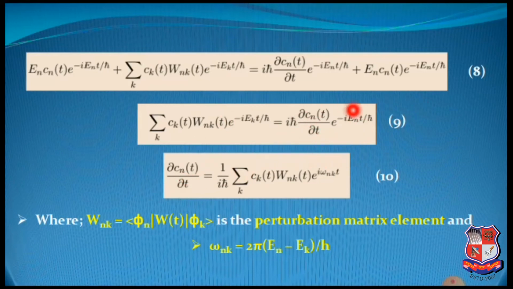From this equation we can moreover simplify by making ∂c_n(t)/∂t the subject. So iħ will go into the denominator, that is equal to 1 upon iħ, summation over k, c_k(t) as it is, W_nk(t) as it is, and by combining these two terms, E_k minus E_n, we will have e raised to iω_nk t, where the perturbation matrix element is now simplified as 2π(E_n minus E_k) upon h, where h upon 2π is nothing but ħ.